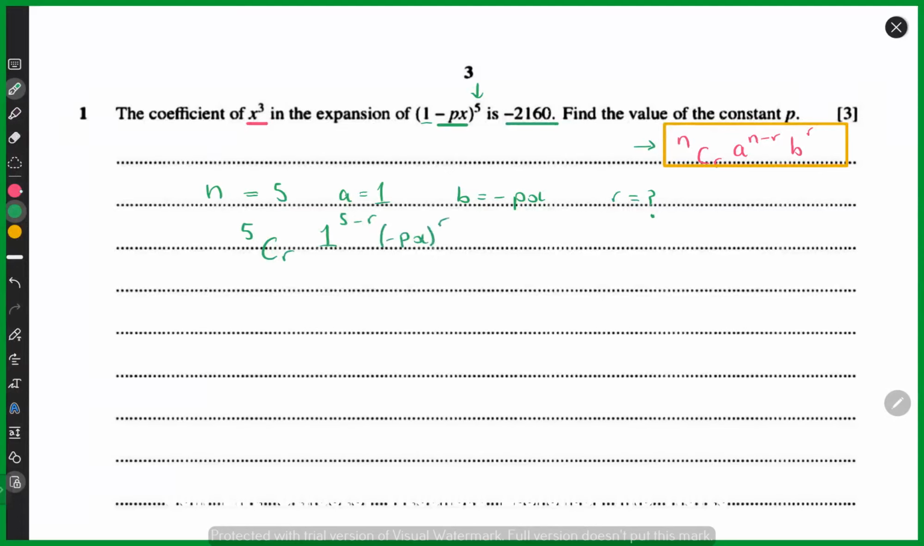Just like I told you guys yesterday, we cannot do anything with 5Cr and 1 to the power 5 minus r unless we have r. So first of all, we are working for that. I need to extract the x term out from here. What is going to be the x term? It is going to be x power r. I only need the x term with its power. So the power of x is going to be r, and I need to compare it with this term.